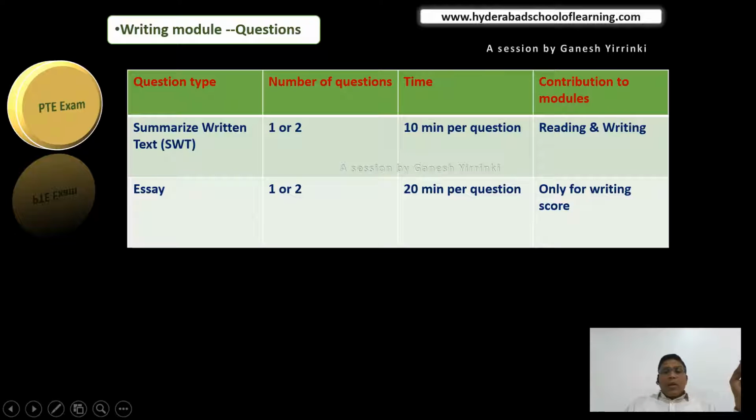So essay question, we have one. And if you get one essay question, you have 20 minutes time and you get points only to writing score. And minimum time that you spend in writing module is what? 30 minutes. And if you get maybe an extra summarize written text question, then what happens? You may spend 40 minutes also, right? But Pearson does not give you overall time to the writing module. So each question is independently timed.